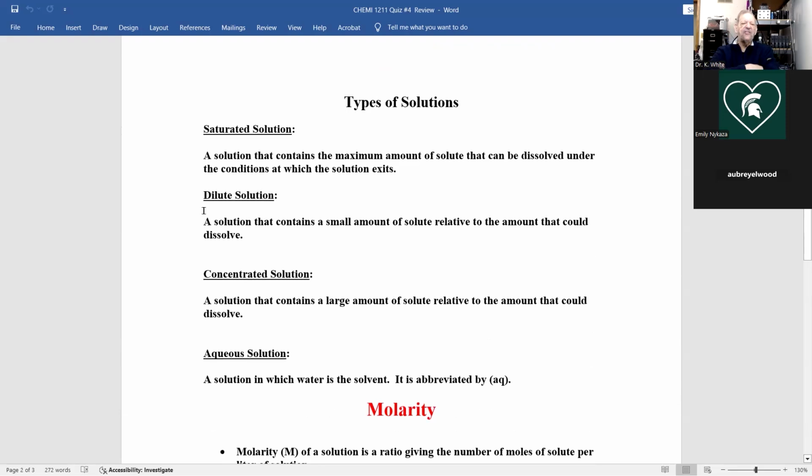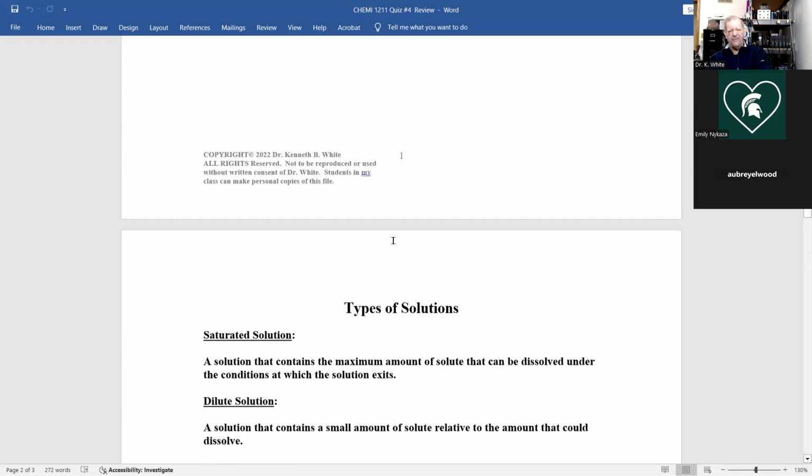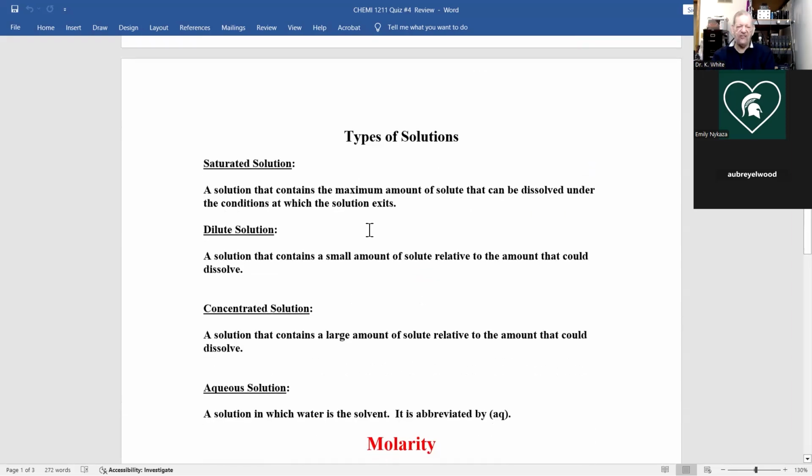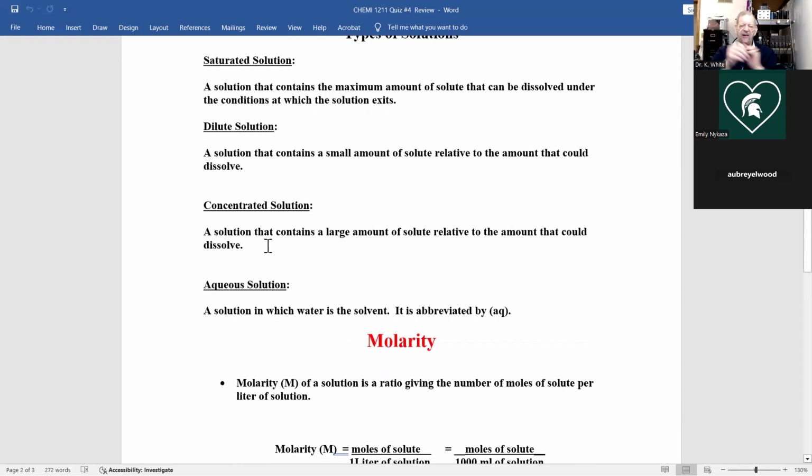Next, you should know types of solutions. A saturated solution contains the maximum amount. Remember up here, solubility just gives you a number. These types explain something about that solution. So saturated, you're at the maximum amount. You can't dissolve anything more. A dilute solution means you only have a small amount of the solute present in that solution relative to the amount that could dissolve. Now, concentrated, you have a large amount of solute, but you're not at saturation, but a larger amount of solute relative to the amount that could dissolve.